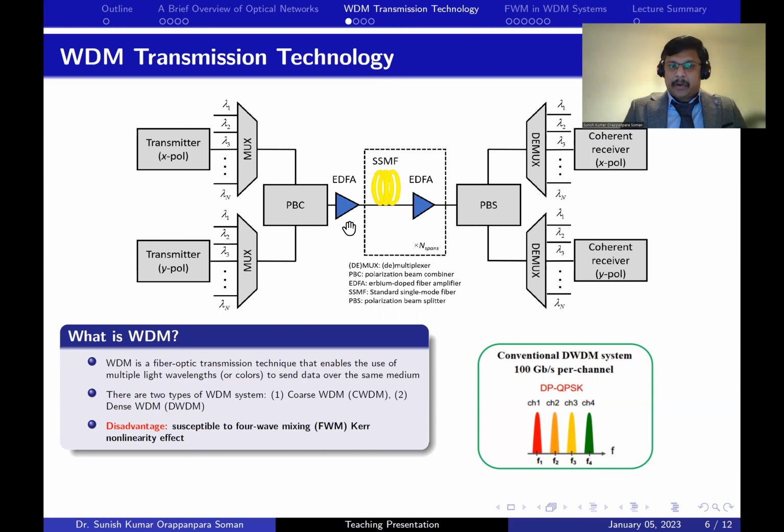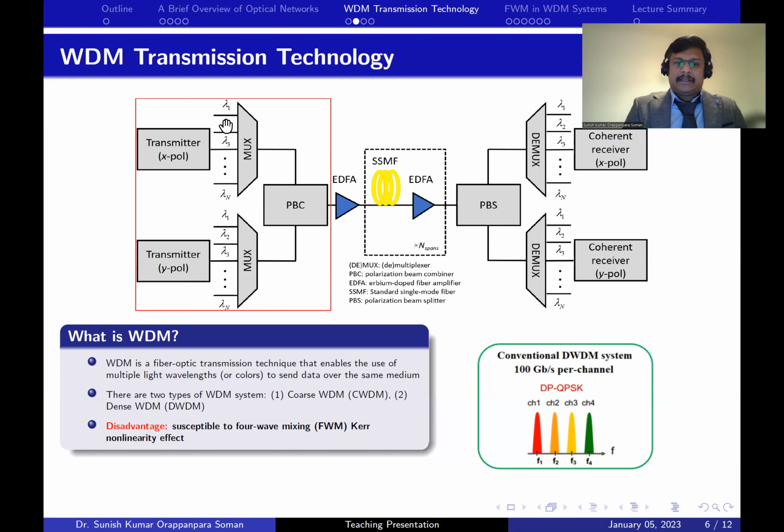We modulate optical light, or each wavelength, with different user data, multiplex together, and transmit over the optical fiber. Here, this block diagram shows the WDM system for a point-to-point optical network system. The blocks inside this rectangular box show the transmitter side. Here I have shown the dual polarization system, that means we use both X and Y polarization to transmit information.